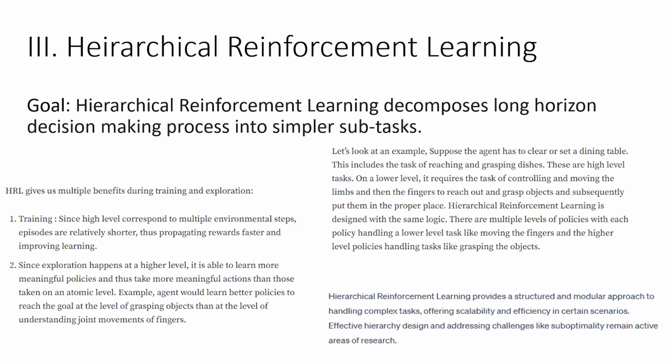Suppose the agent has to clear a set of dining tables. This includes the tasks of reaching and grasping the dish. These are high-level tasks. On a lower level, it requires the task of controlling and moving the limbs and fingers to reach out and grab objects and subsequently put them into a proper place. Hierarchical reinforcement learning is designed with the same logic. You have to decompose the task of cleaning the dishes by understanding the fact that the agent has hands, and those hands are composed of fingers and so on. Then you have to move its fingers optimally in order to solve the complete task, which is cleaning the dishes. So there are multiple levels of policy, one of which is how to efficiently move the fingers, how to place the fingers to take the dishes and make sure you avoid breaking those dishes.